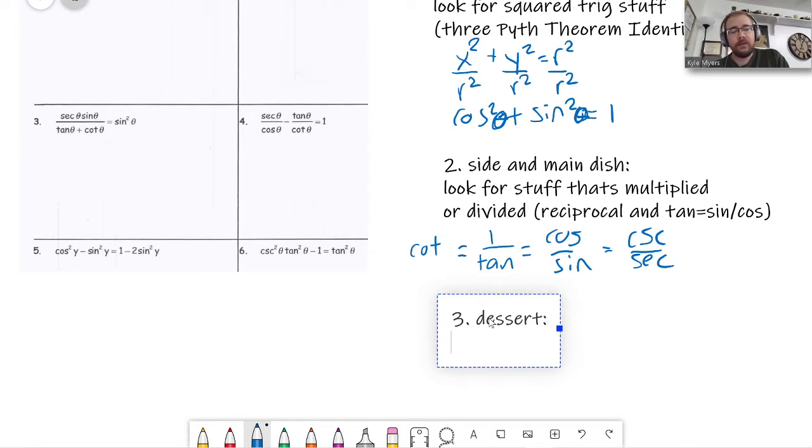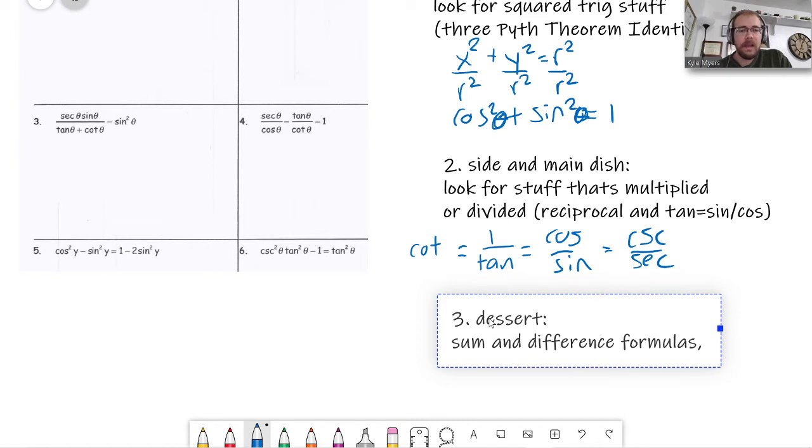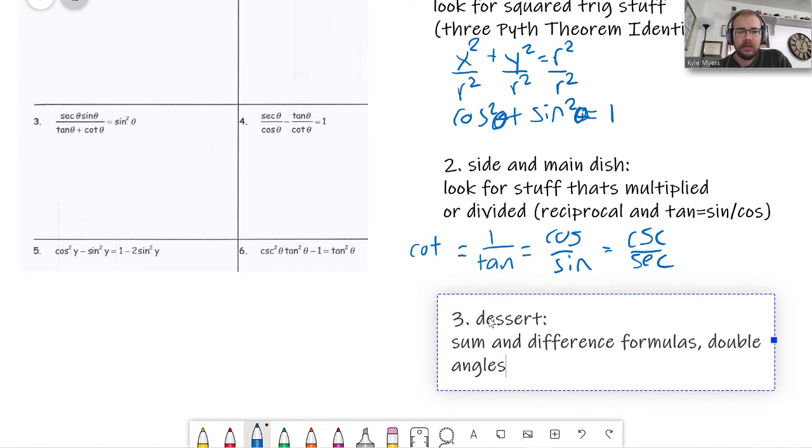So for dessert, we want to look for miscellaneous stuff. You want to look for sum and difference formulas, and you could also do double angle formulas, which are basically sum formulas, but the sum of alpha plus alpha or a plus a. Double angles, half angles. There's no spell check on this, so I gotta be careful. Don't want to spell some weird words that don't exist. Double angles, half angles, and all the other lovely things that they could throw at you.